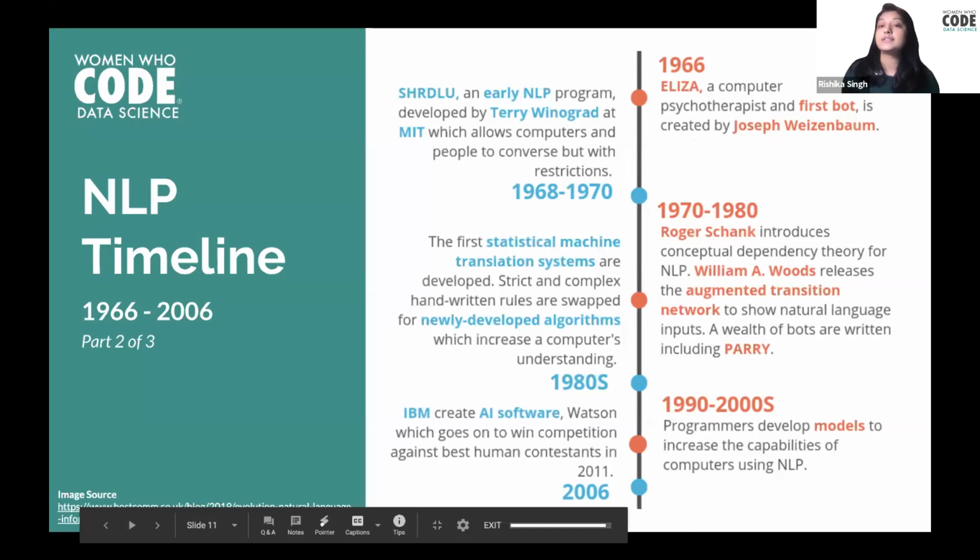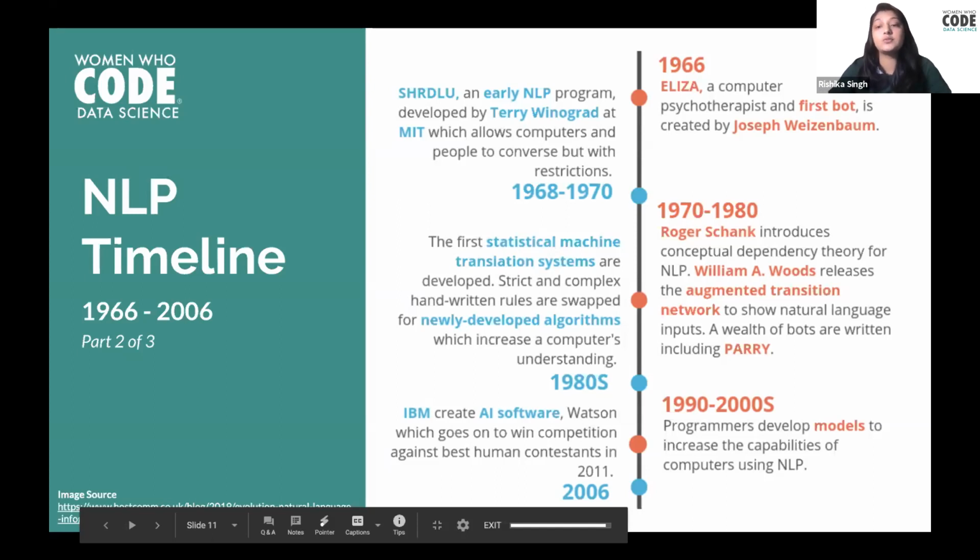Then we move on to 1970 and 1980. Roger Schenck introduces conceptual dependency theory for NLP, and William A. Woods releases the Augmented Transition Network to represent natural language inputs. Again, a wealth of bots were written in this time period, including Perry. Then we move to the 1980s, and here the first statistical machine translation systems are developed. The strict and complex handwritten rules are swapped for these newly developed algorithms, which drastically increase computers' understanding.